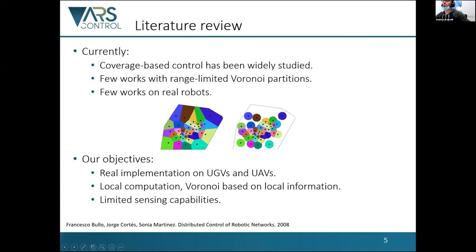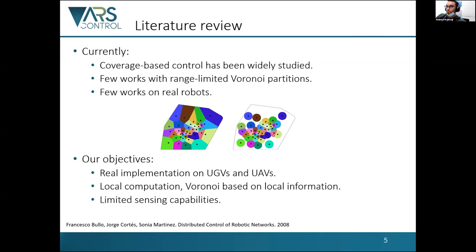And speaking about what we have in the literature about coverage-based control, this type of control has been widely studied in the last years, and we have a lot of works, papers, and books speaking about this kind of control in different scenarios, with different kinds of robots or different limitations. I'm focusing just on the features we are interested in.